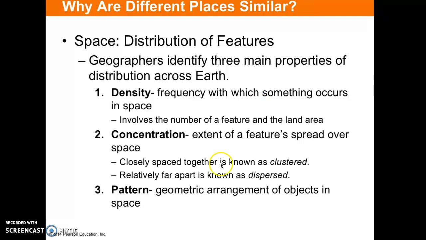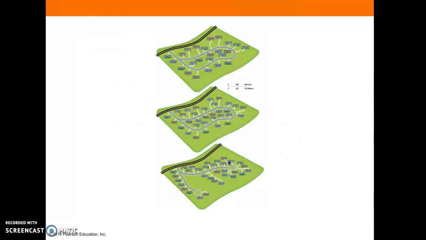And then the last way you can distribute something within space is a pattern. Sometimes things are lined up in a geometric arrangement. I think about when they build houses in a neighborhood, right? Or how they put a lot of roads on a grid line so you can find them. So some kind of pattern will be established.